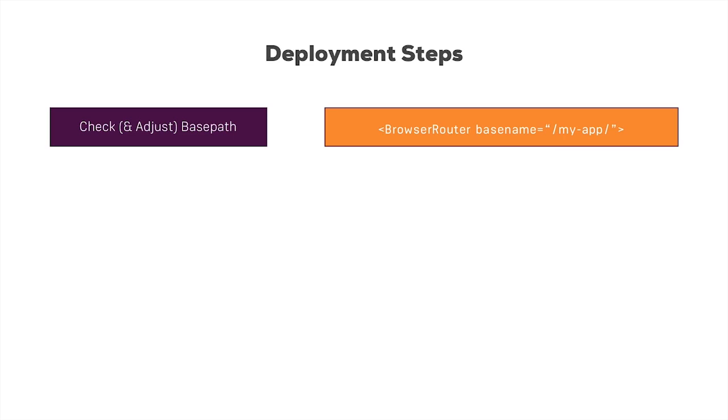That is always required when your app is served from something else than the root route, the root domain. If you're serving your app from example.com/myapp, then you need to set the base name to myapp for the router to work correctly. That's the first important thing.